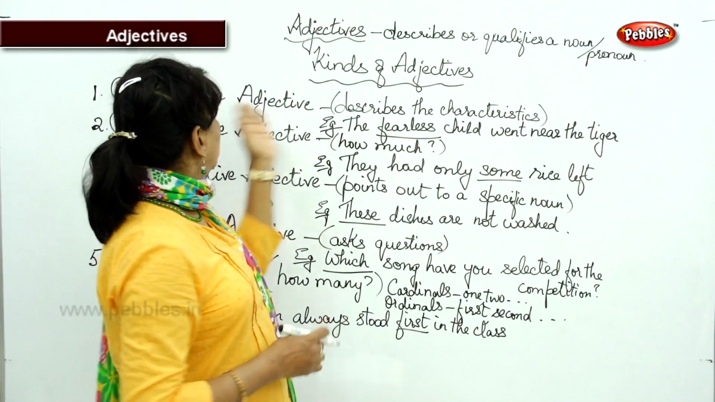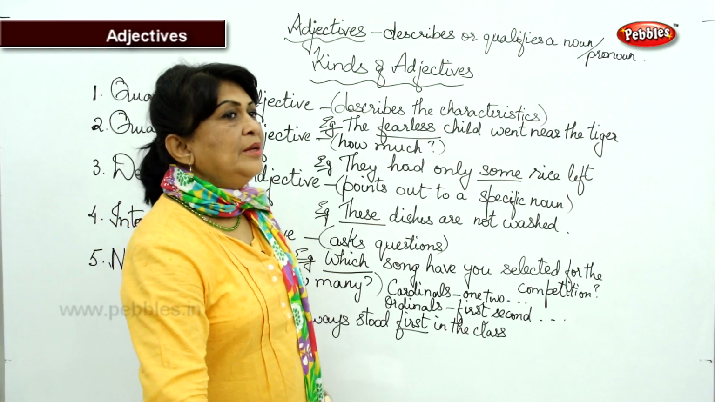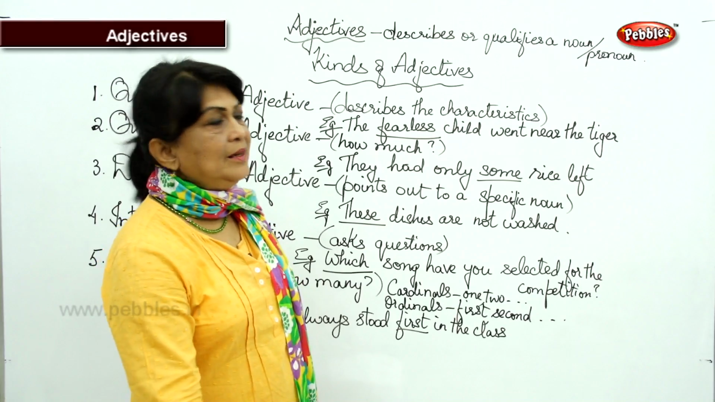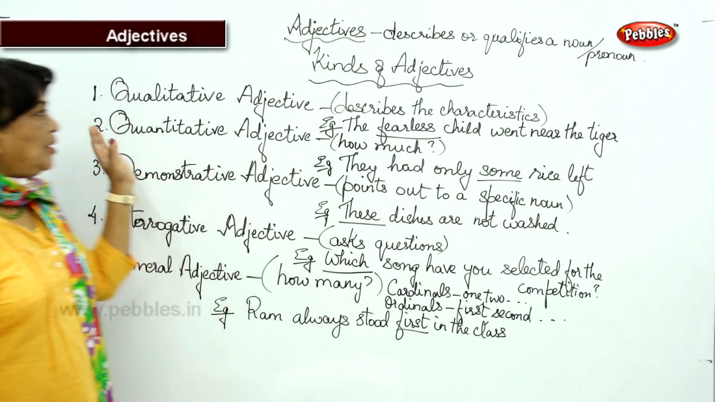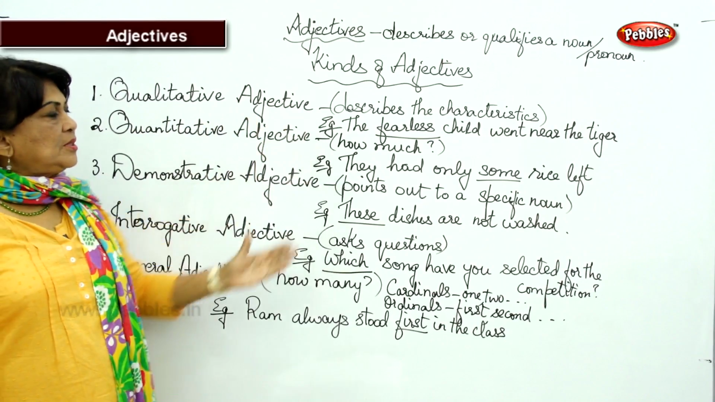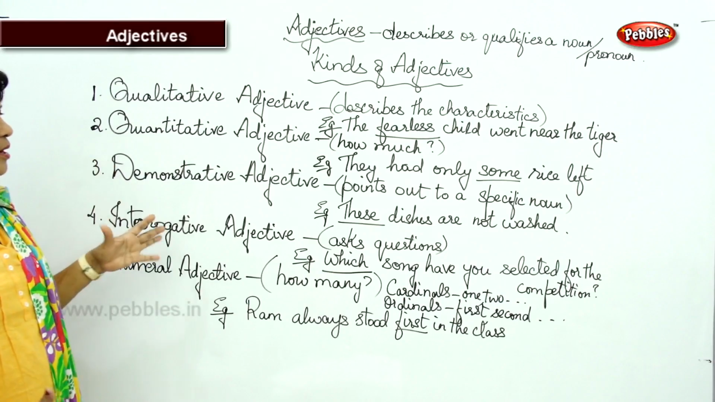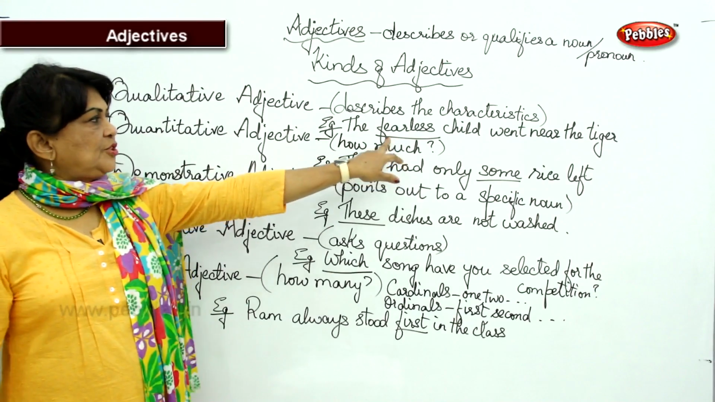Colors will come under qualitative adjectives. So please remember, even numbers and colors are adjectives. Okay, so now you go through it. Qualitative adjective describes the characteristics. Example, the fearless child went near the tiger. Fearless, it describes the quality of the child.